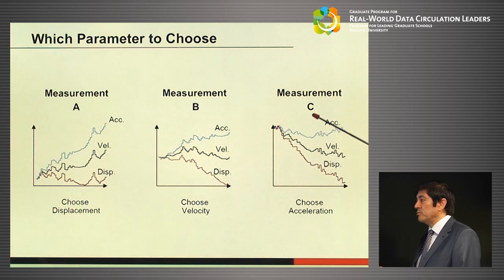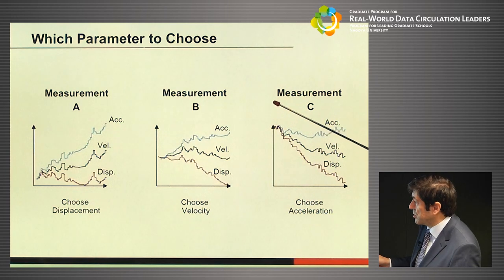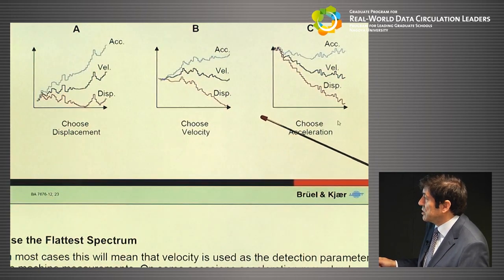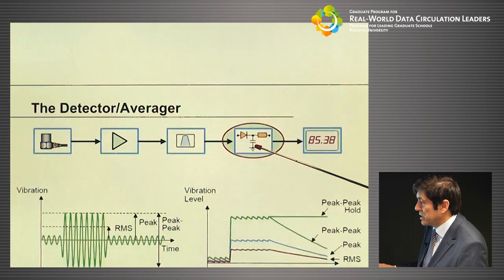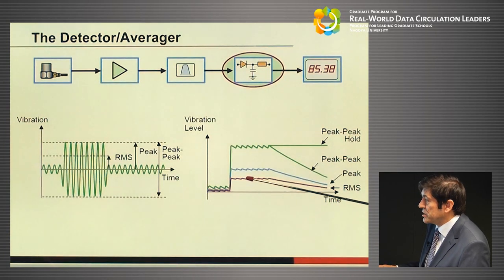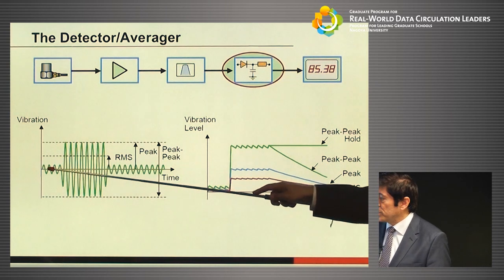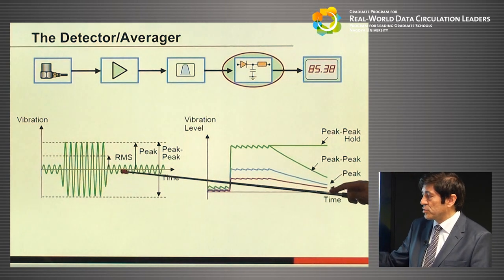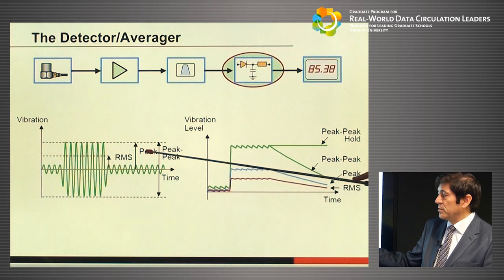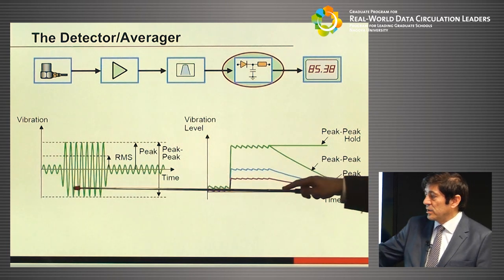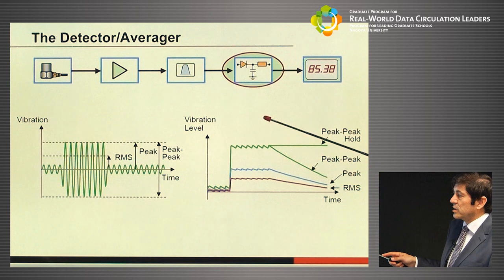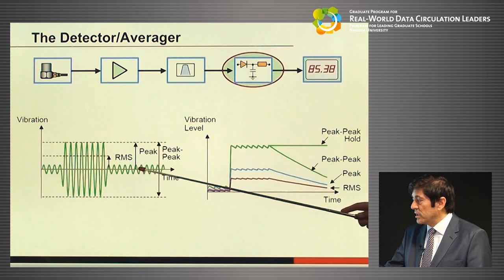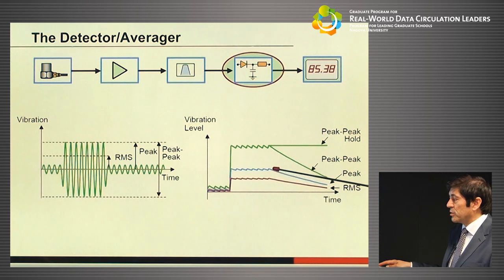So we have to use the signal which is closest to being stationary. In this case, a measurement result is shown. It's RMS value, peak value, peak to peak value. The signal is changing in time. It may be coming from another signal.